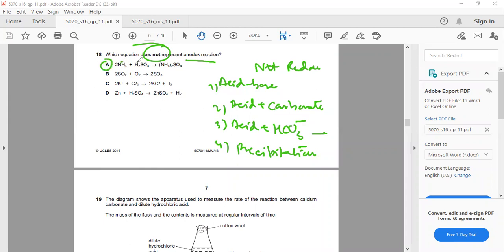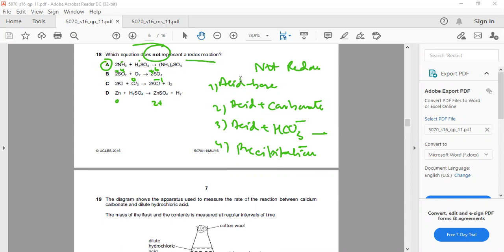This is base, this is acid. Here it is changed. Sulfur dioxide has +4, sulfur trioxide, sulfur is +6. If the oxidation number changes, it means it is a redox. Chlorine 0, chlorine -1 changes. Zinc 0, zinc +2 changes. So A is the answer. Acid and base reactions are not redox.